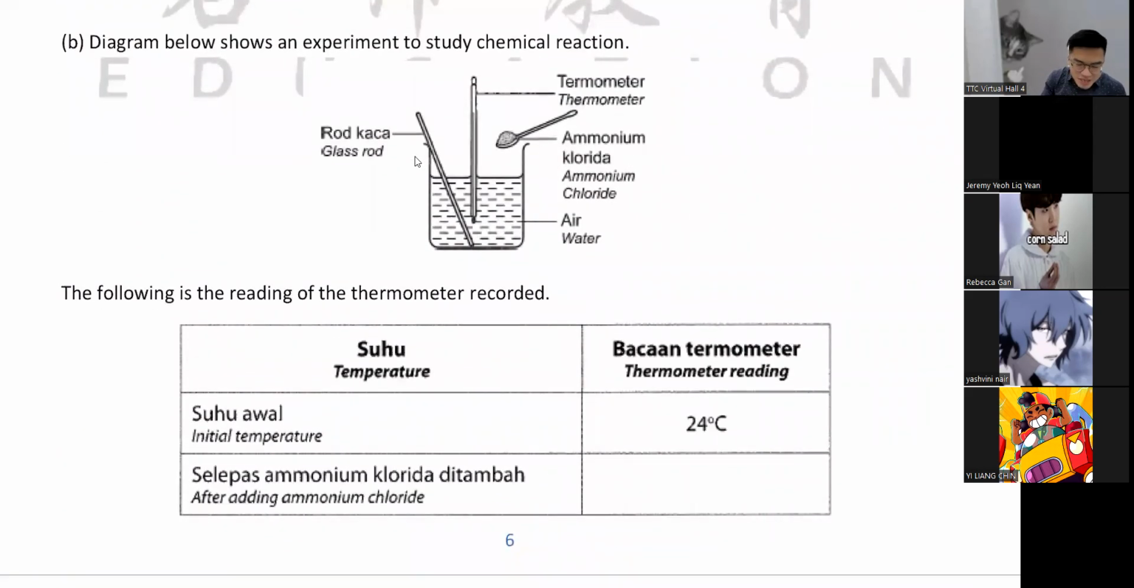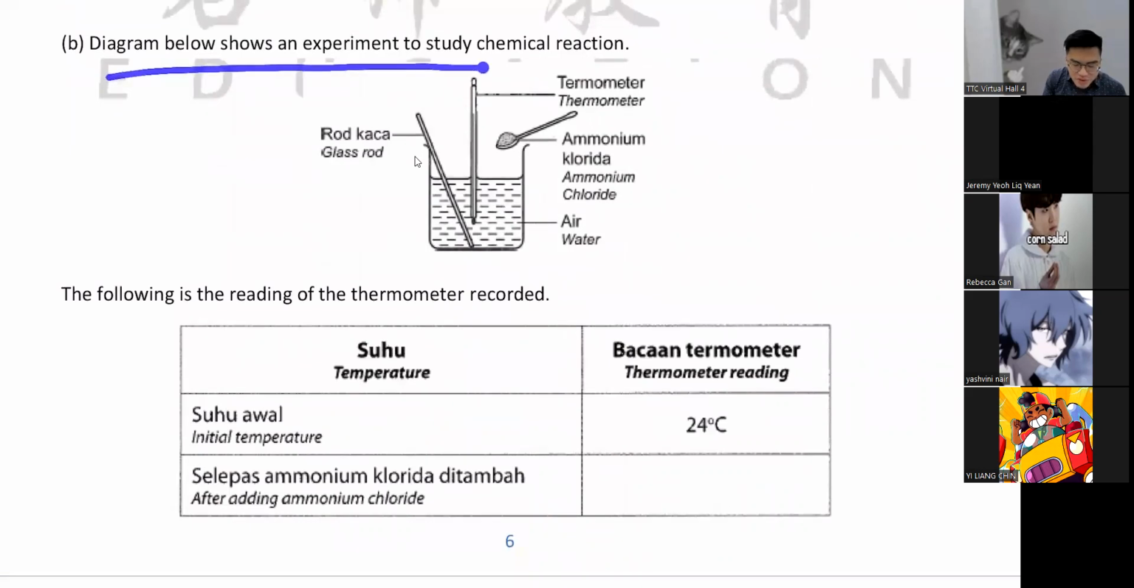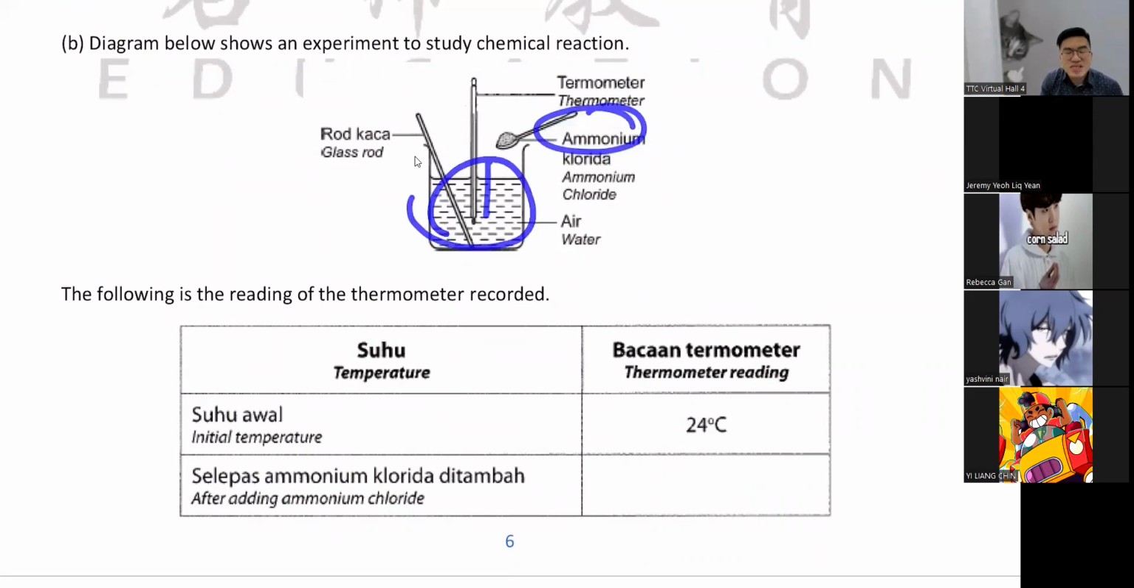Anyway, next, B. The diagram below shows an experiment to study a chemical reaction. What is this? This is ammonium. Like I said, when you put ammonium into water, this thing gets cold. They are one of the few salts. This thing is a salt, guys. Usually, when you dissolve salt in water, the surroundings get hot. But this is the rare case. You will get cold.